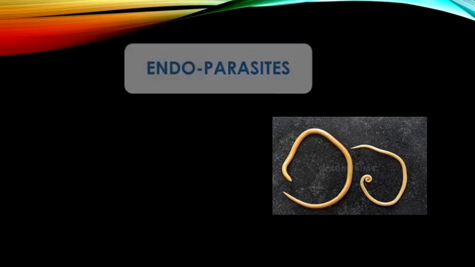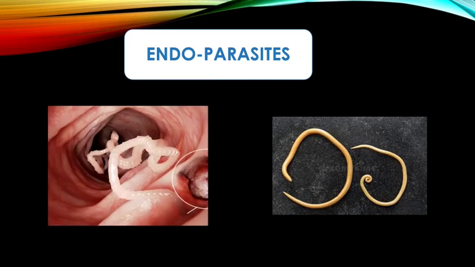The second type of parasites are endoparasites. You can see in the picture Ascaris, and the other is tapeworm. They stay inside the body of the organism and they harm the organism. They have suckers and hooks with which they attach to the inner walls of the intestine, and they derive nourishment inside the body, and they grow and develop there, harming the host body.